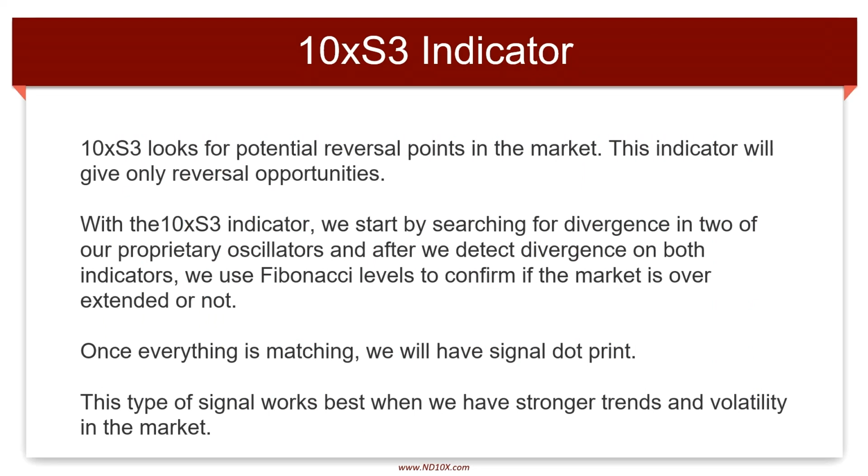10X S3 indicator. 10X S3 looks for potential reversal points in the market. This indicator will give only reversal opportunities. With the S3 indicator, we start by searching for divergence in two of our proprietary oscillators, and after we detect divergence on both indicators, we use Fibonacci levels to confirm if the market is overextended or not. Once everything is matching, we will have a signal print. This type of signal works best when we have strong trends and volatility in the market.